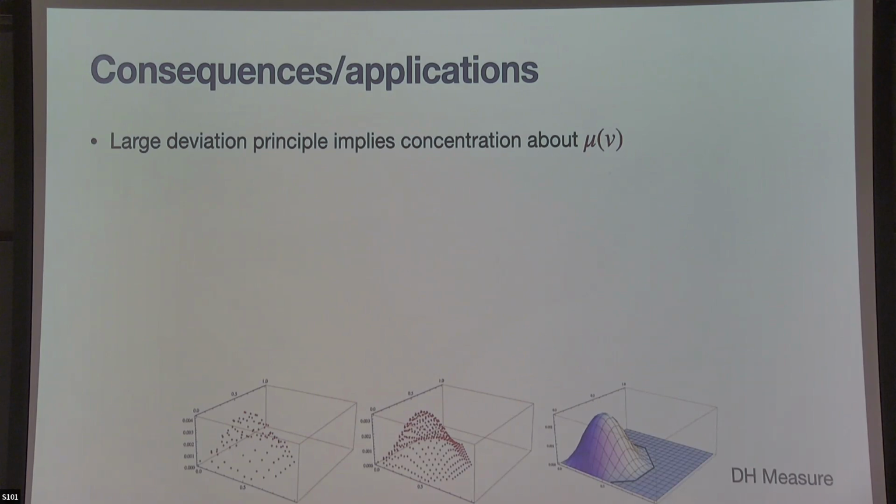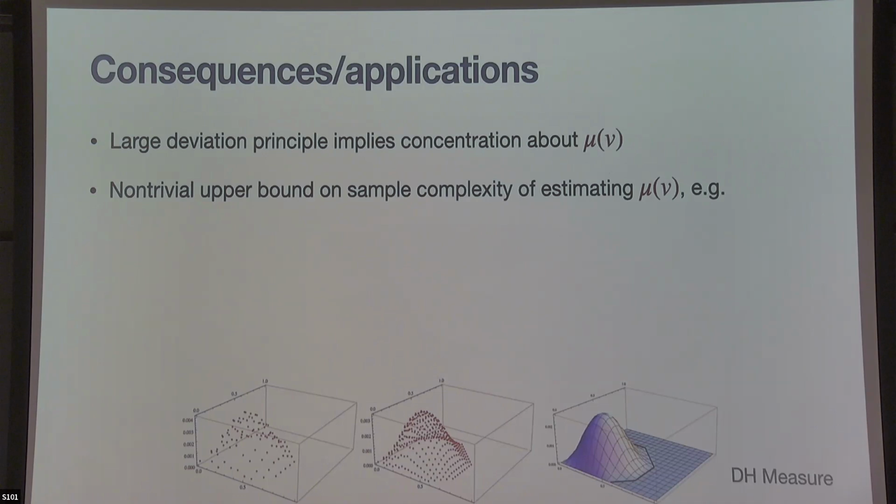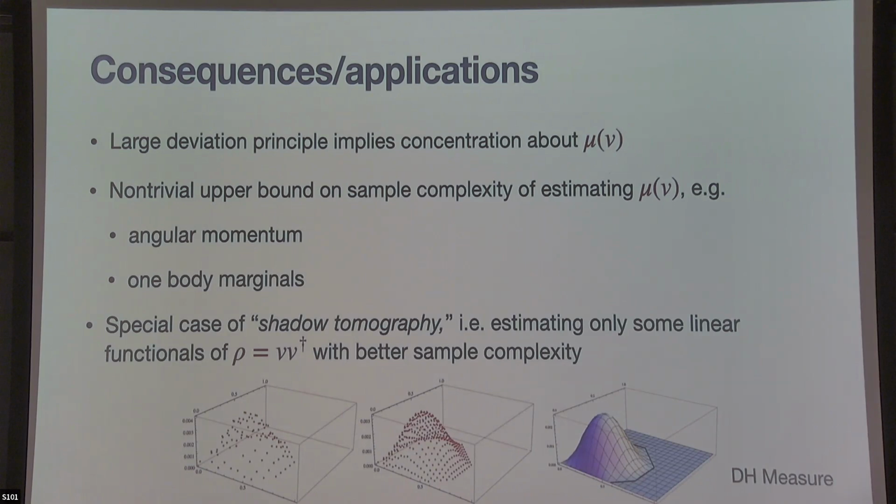So as I was saying, there's concentration about mu v, and you get some non-trivial upper bound on the sample complexity of estimating mu v, like the one body marginals or the angular momentum. And there's this shadow tomography problem in quantum, where you have some state and you want to know some things about the state, but you don't want to know the whole state. So for example, maybe you would want to know mu v. You can do it with better sample complexity than estimating the whole big state.